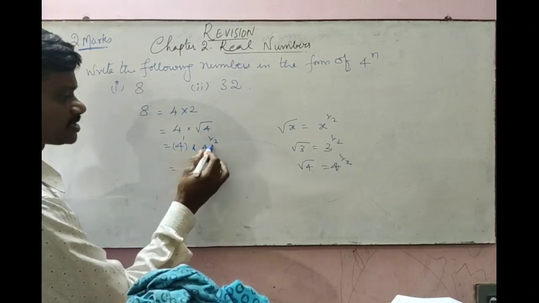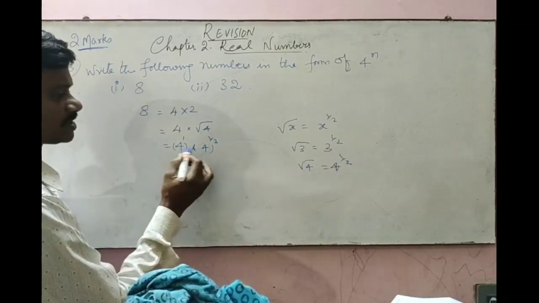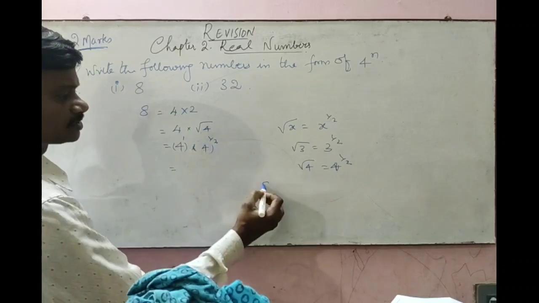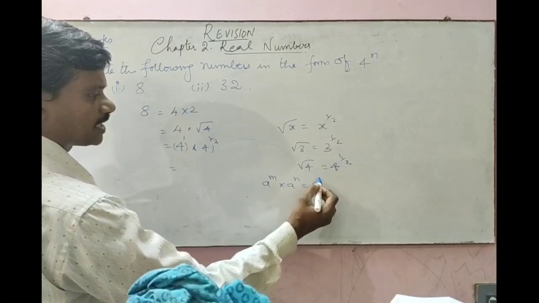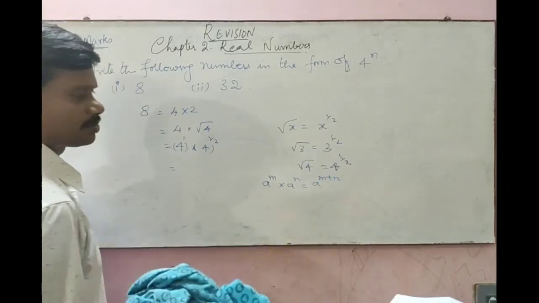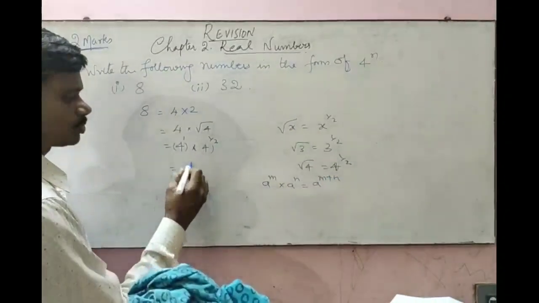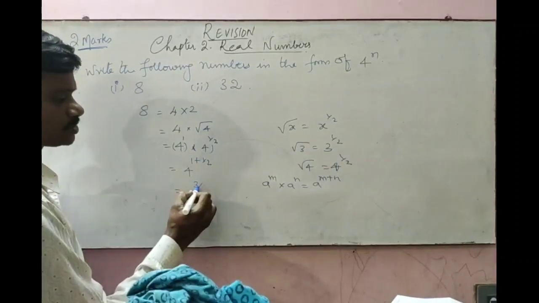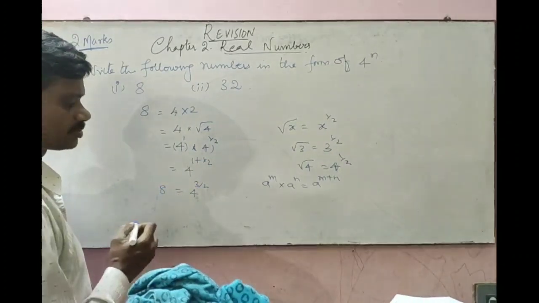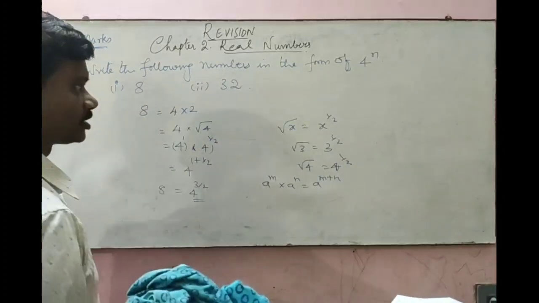Here both the bases are the same. If you multiply the same base, the powers should be added. So this is in the form a power m into a power n, which you can write as a power m plus n. So 4 power 1 plus 1 by 2. 1 plus 1 by 2 gives 3 by 2. So 8 can be written as 4 power 3 by 2.